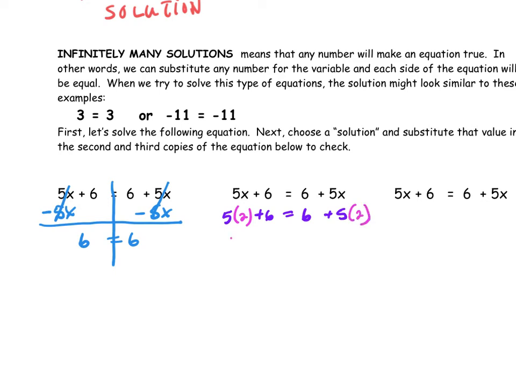So that would be 10 plus 6, and over here it's going to be 6 plus 10. So once I fill that in, of course these two sides are the same. They're 16 and 16. So I randomly chose 2.